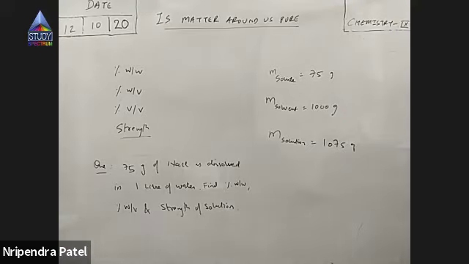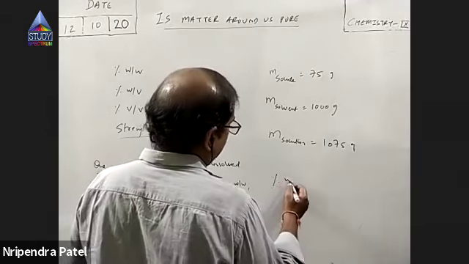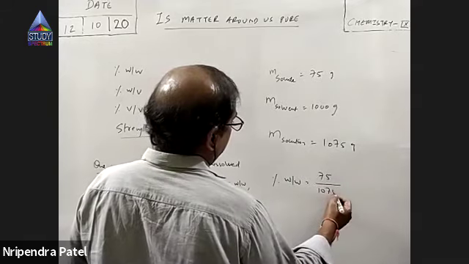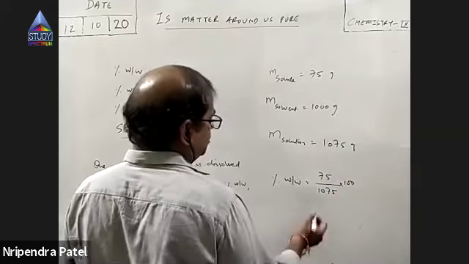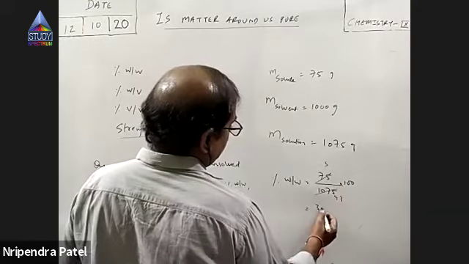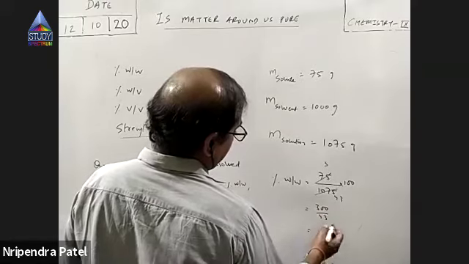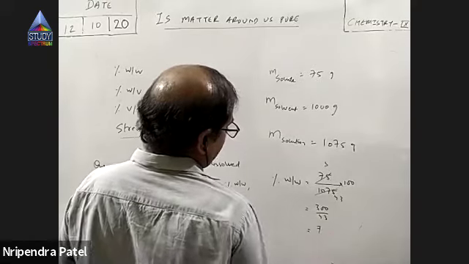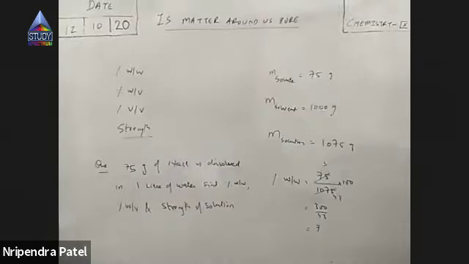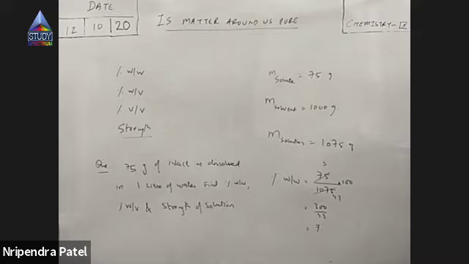Now, what is percent W by W? Percent W by W is mass of solute per 100 gram of solution. So cancel by 25, 3, 25, 43. So 300 by 43, that is approximately 7. 280 and 21, 301. Check. Is it clear? Yes, sir.